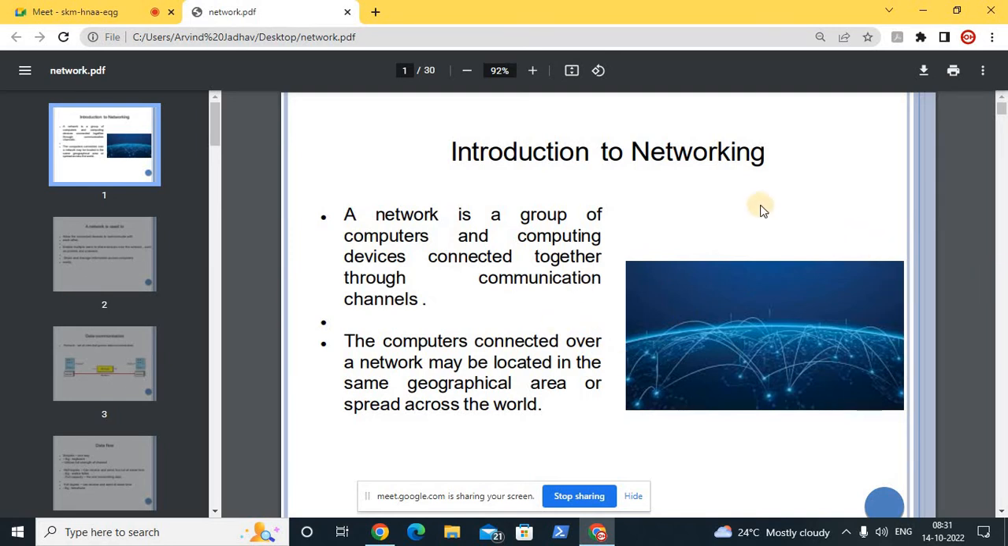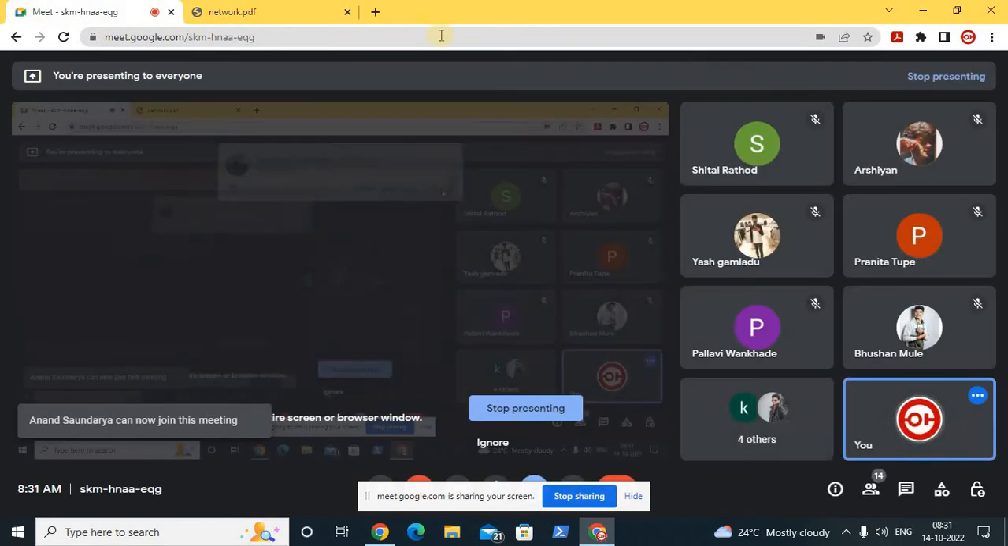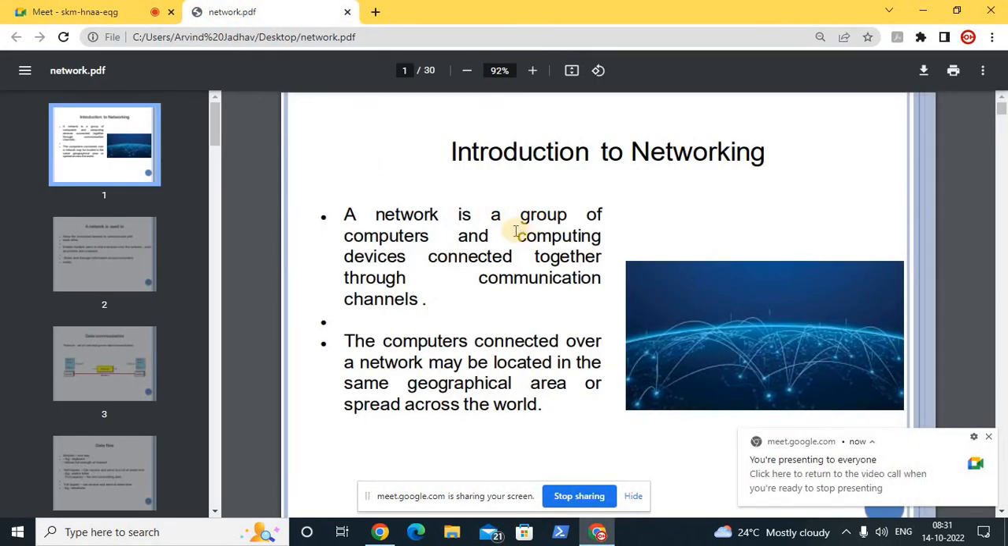Let's see the best definition in the PPT. A network is a group of computers and computing devices connected together through a communication channel. What are the computing devices? Keyboard, printer, scanner: these communicate with each other. Make a note of that. So a network is a group of computers and computing devices connected together through a communication channel.